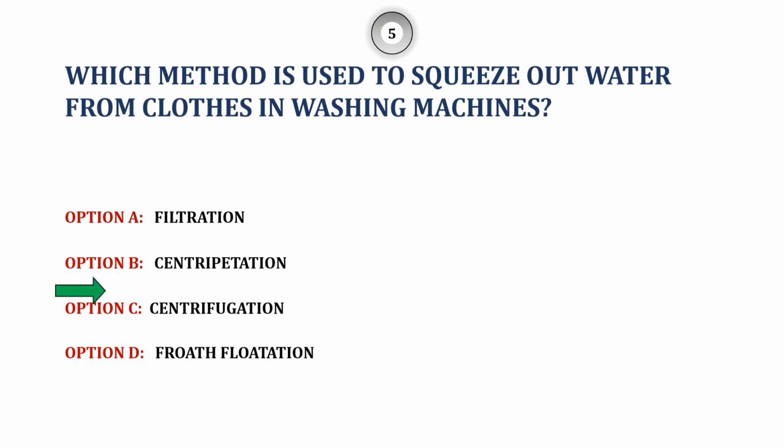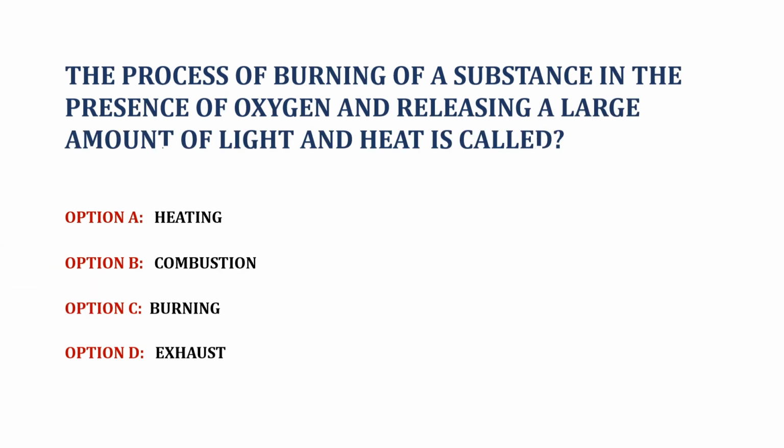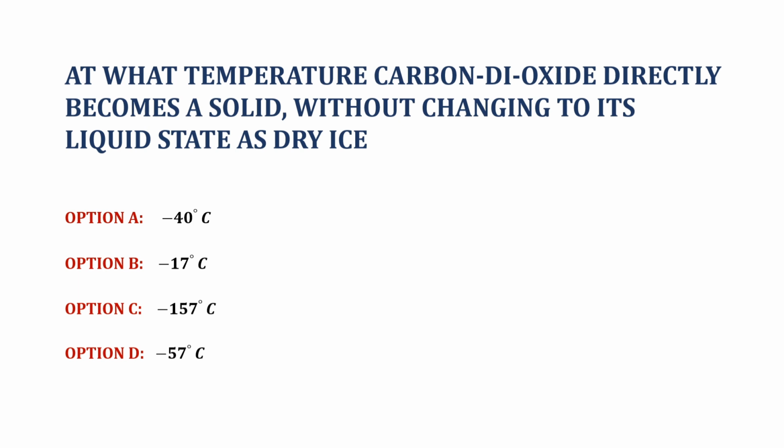Which method is used to squeeze out the water from cloths in washing machine? Option C, centrifugation. The process of burning of substance in the presence of oxygen and releasing a large amount of light and heat is called? Option C, burning. At what temperature carbon dioxide directly becomes a solid without changing to its liquid state, as dry ice? Option D, minus 57 degrees Celsius.